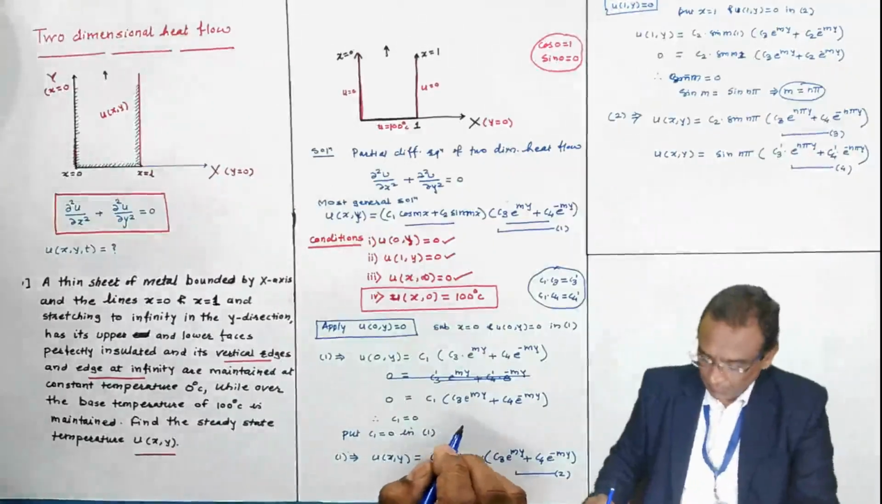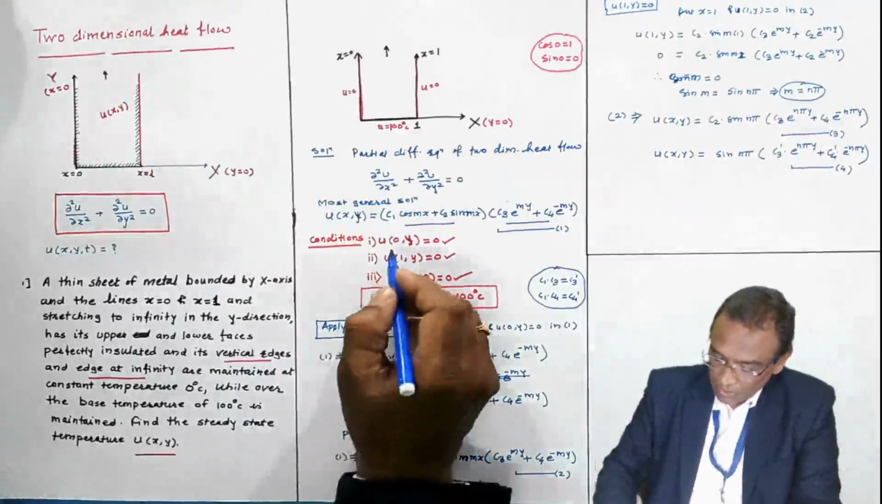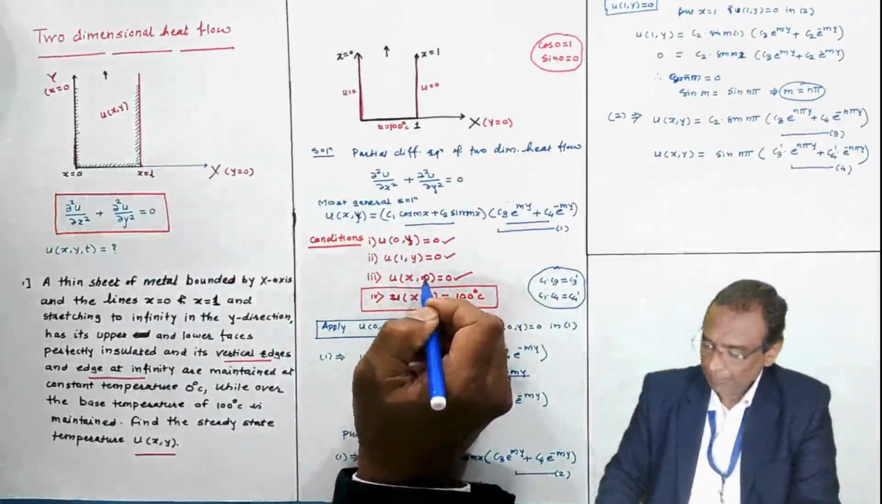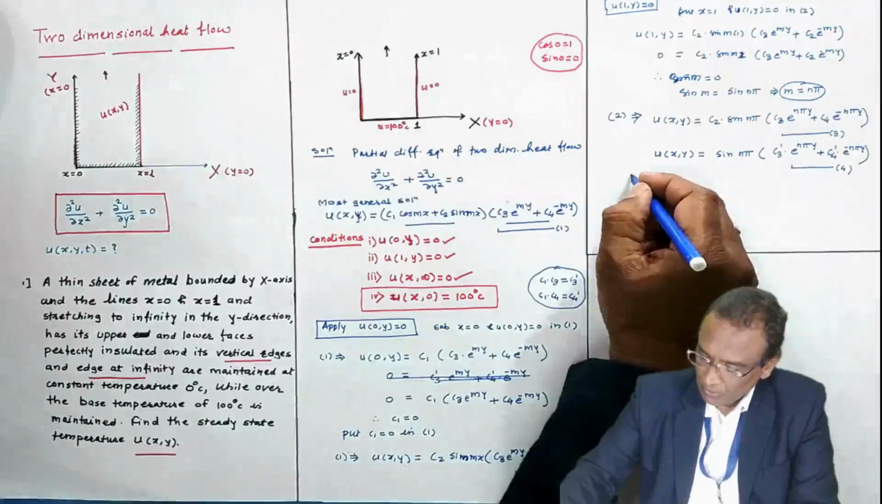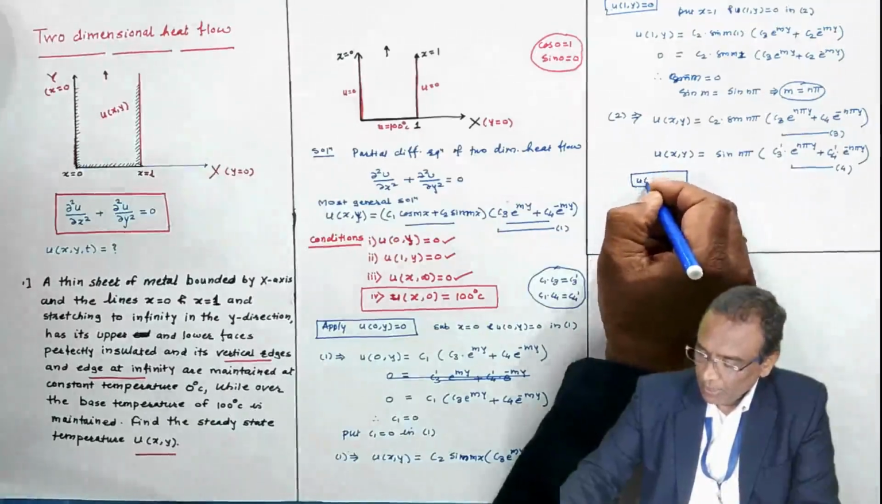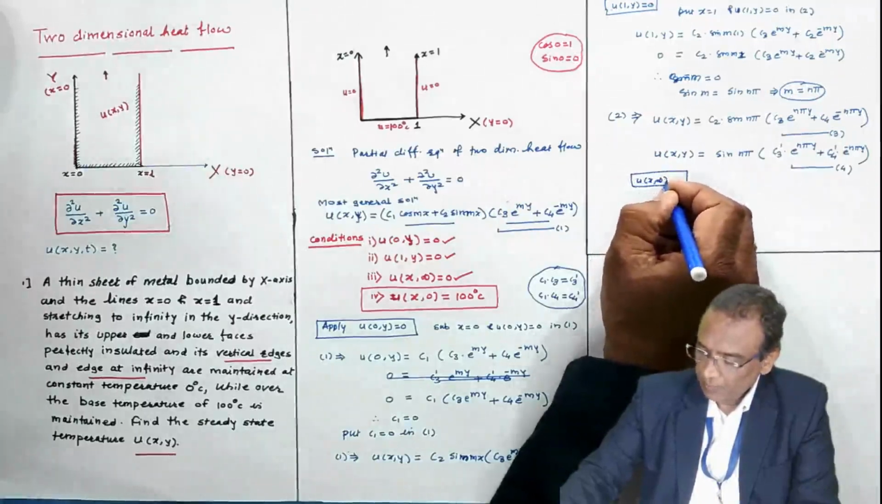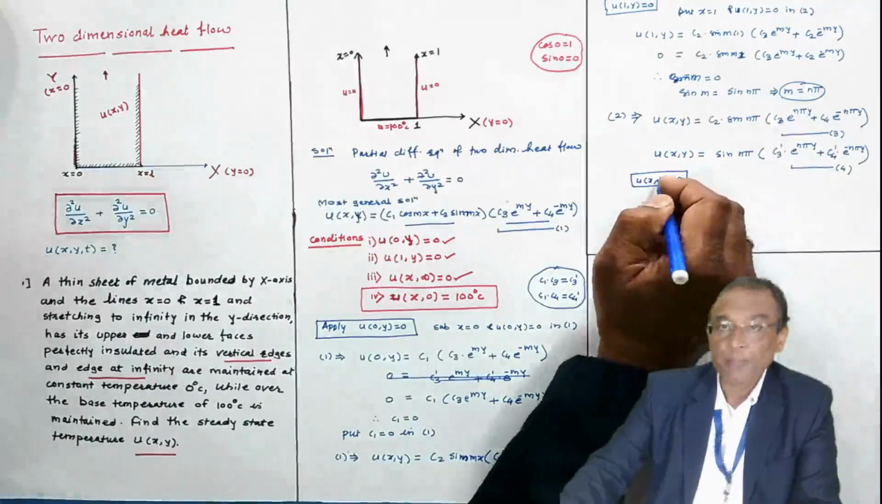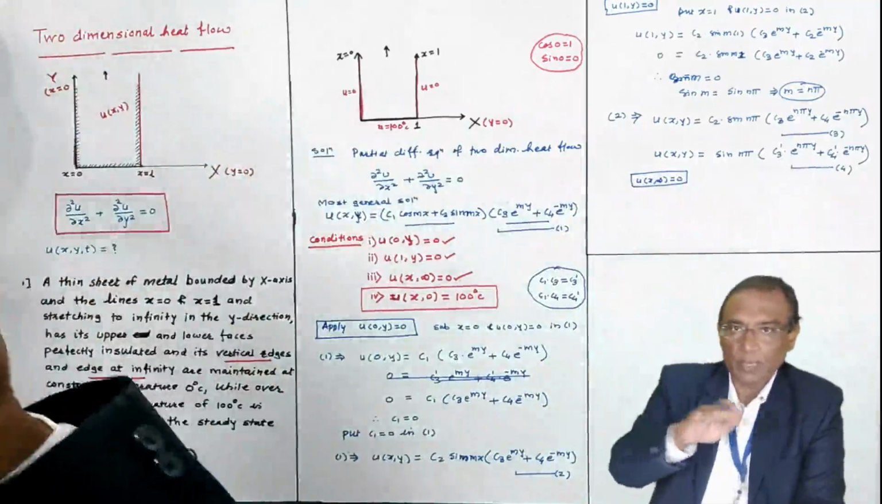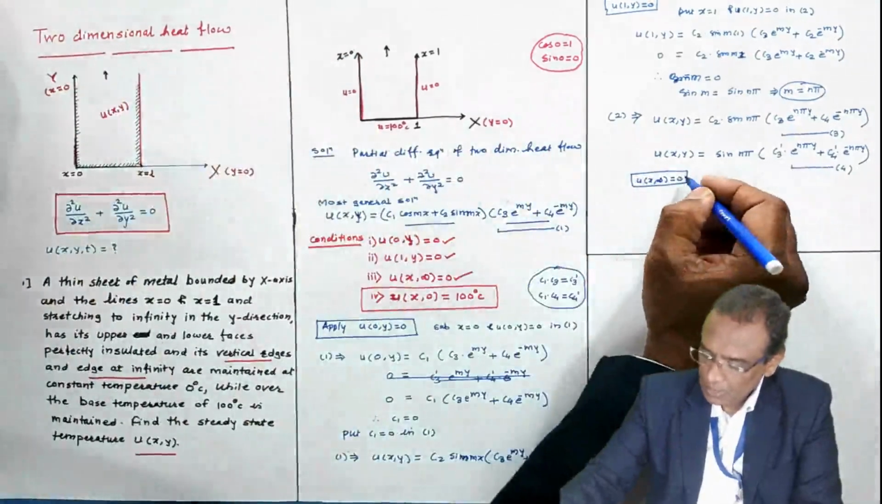Now, it remains to use this condition: U of x, infinity equal to 0. What is the meaning of this? The temperature at y equal to infinity, at the upper edge of the sheet, is 0.